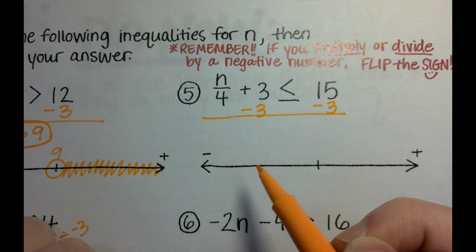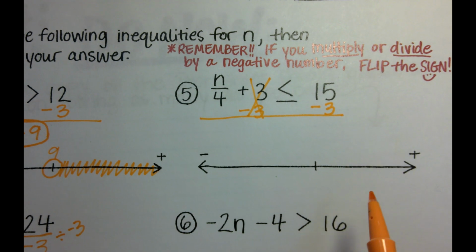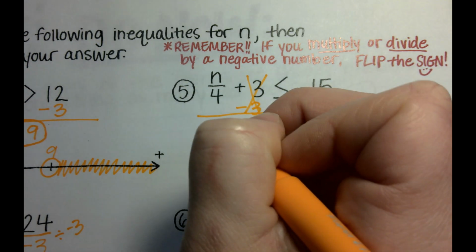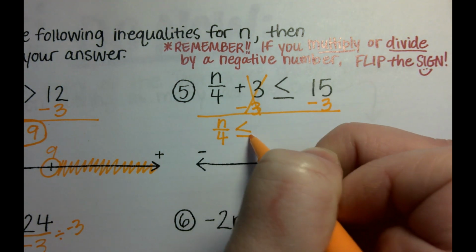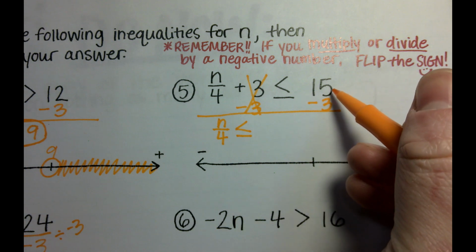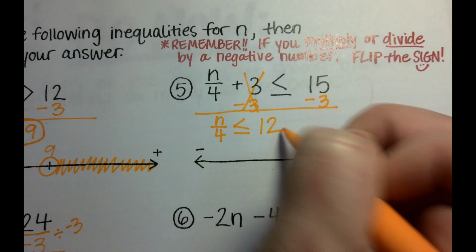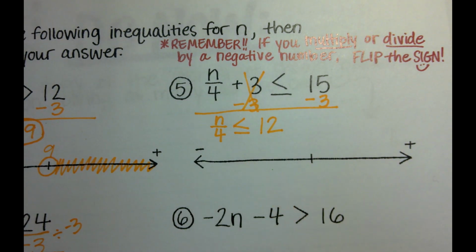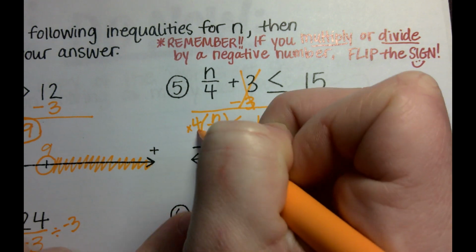I know I didn't give you a ton of room on these 2-steppers, so I apologize for that. Bring down your n over 4 is less than or equal to 12. Let's see, 15 minus 3 is 12. Good. Okay, what do I do now? I have n divided by 4 less than or equal to 12. Times 4 on both sides.